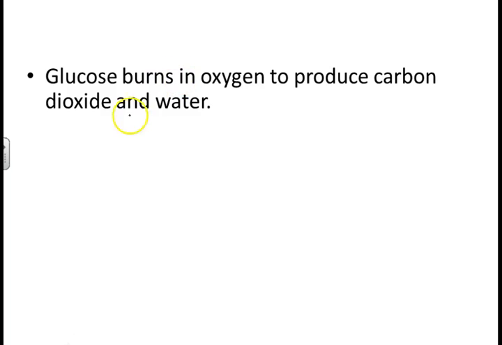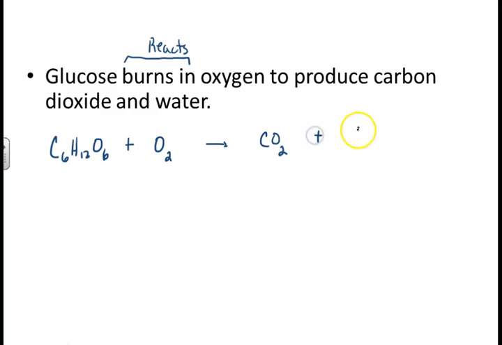All right. From biology, glucose, C6H12O6, reacts with oxygen. Oxygen is one of those diatomic gases. To produce carbon dioxide and water.